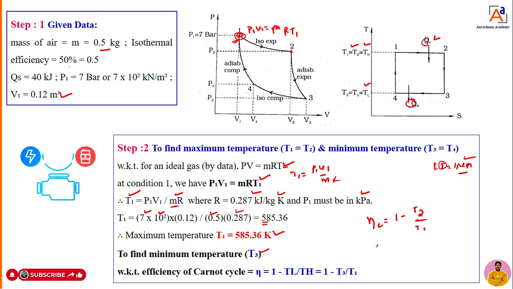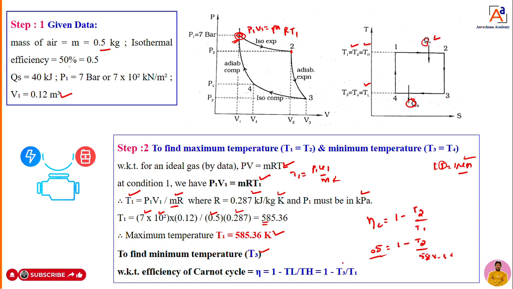Okay. What is the efficiency of the Carnot engine? He has given 50%. That means 0.5 is equal to 1 minus T2 over T1. I don't know the lowest temperature, so I will keep it as it is. But T1, the highest temperature, I already calculated, that is 585.36. You can see at the left hand side and right hand side, the only unknown is T2. Substitute and you can get the value of T2, the lowest temperature.